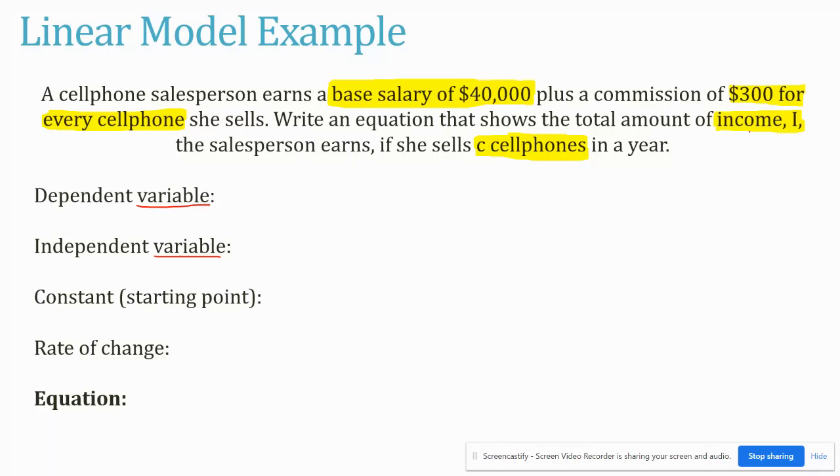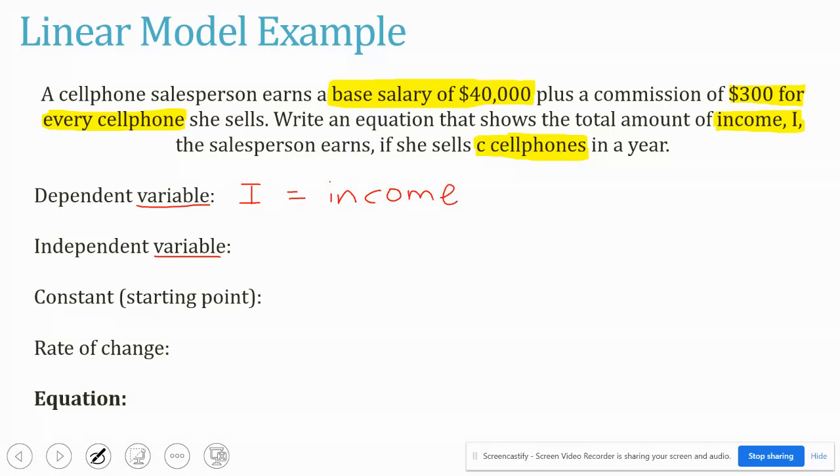Okay, so now let's think. We have income and cell phones. So which one depends on which? Does her income depend on how many cell phones she sells, or do how many cell phones she sells depend on her income? So really think about it. What would depend on what? Hopefully you're thinking, oh, okay, her income is going to depend on how many cell phones she sells. If she sells 0 cell phones, that's not going to be as much as if she sells 100 cell phones. So based on how many cell phones she sells, that's going to tell us how much she's going to make. So her dependent variable is I, and I'm going to write I. That's her income.